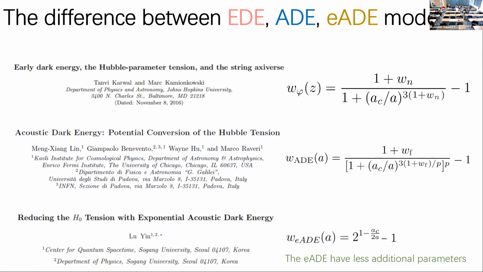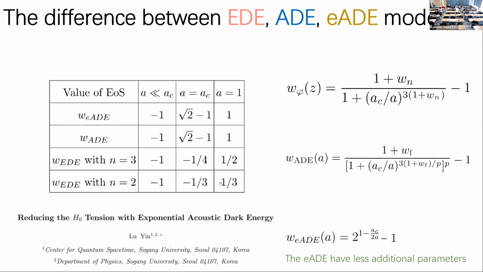So we consider a new model with the exponential form of the acoustic dark energy, written like this. In this equation of state, we have fewer additional parameters than the previous models. And we can see the behavior of the equation of state here in the very early universe, much earlier than the time of matter and radiation equivalence.